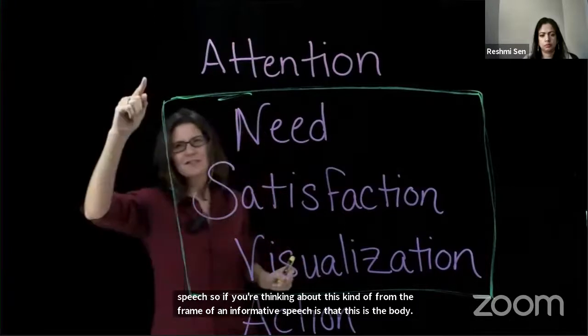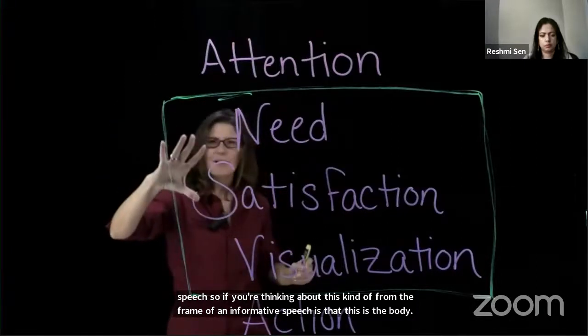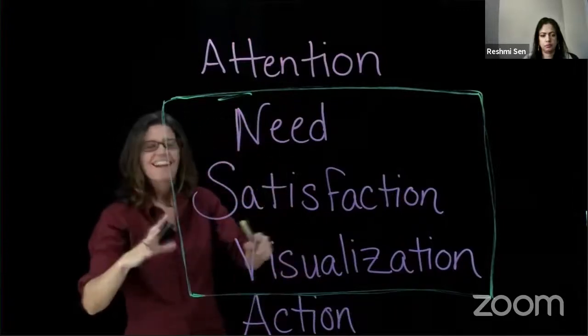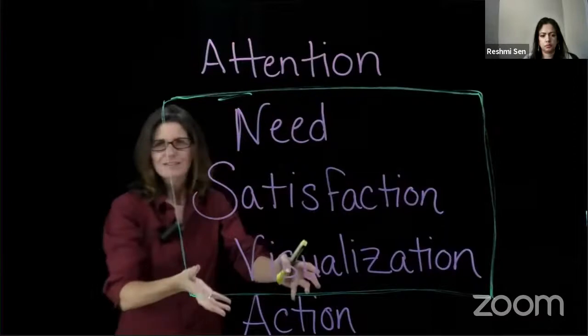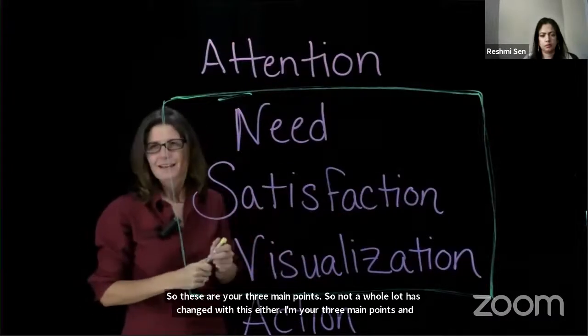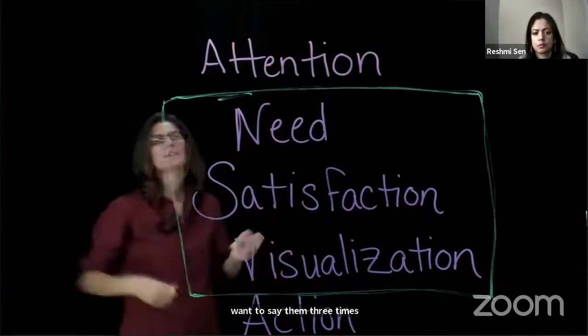Say them once during the introduction, when you preview your main points. Say them another time during the body of the speech, when you're explaining each one in further detail. And then you want to say it a final time during the action step when you're restating the main points in the conclusion. And that's all really the action step is, a conclusion. But let's talk about the body of the speech.